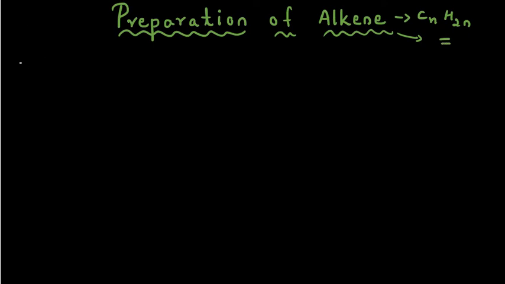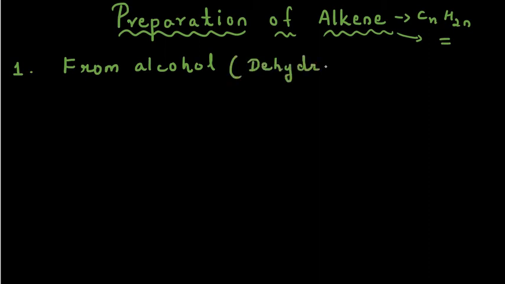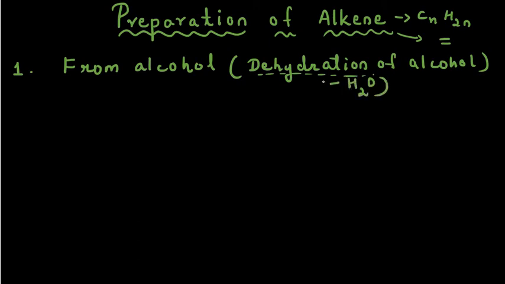So in the preparation of the alkene, the first step is from alcohols, and this one is the most important step for the preparation of alkene. When we say from alcohols, the process is also known as dehydration of alcohol. Now what do you mean by dehydration of alcohol? That means there will be a removal of a molecule of what? A molecule of water. Let us take an example.